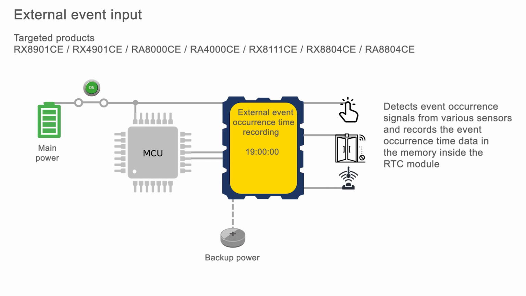For example, it can detect event occurrence signals from various sensors such as touching a device, opening a door, or exceeding a set temperature, and record the time data of that event occurrence in the RTC module's internal memory. For the RX4901CE, RA8000CE, and RA4000CE, this is not possible if the external event input terminal is not available as an option.